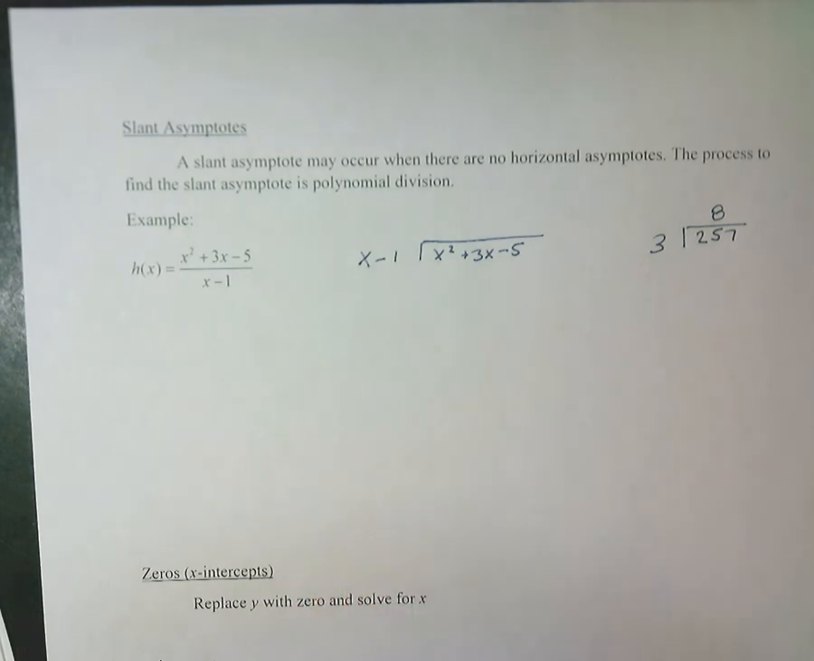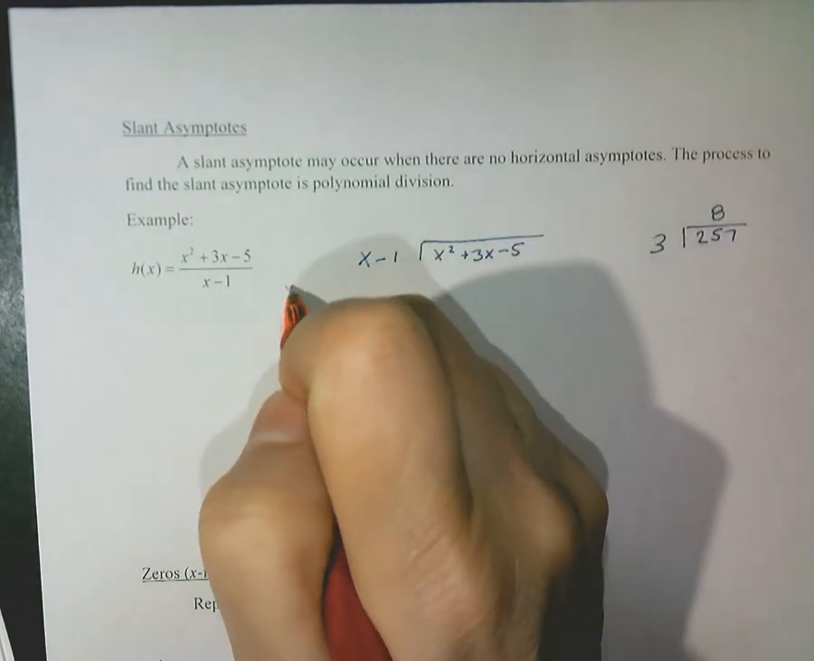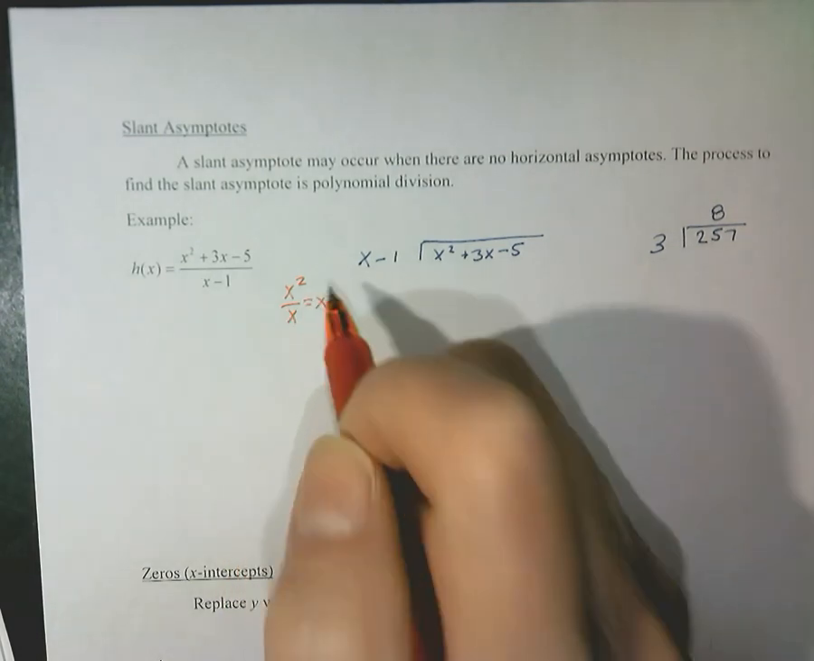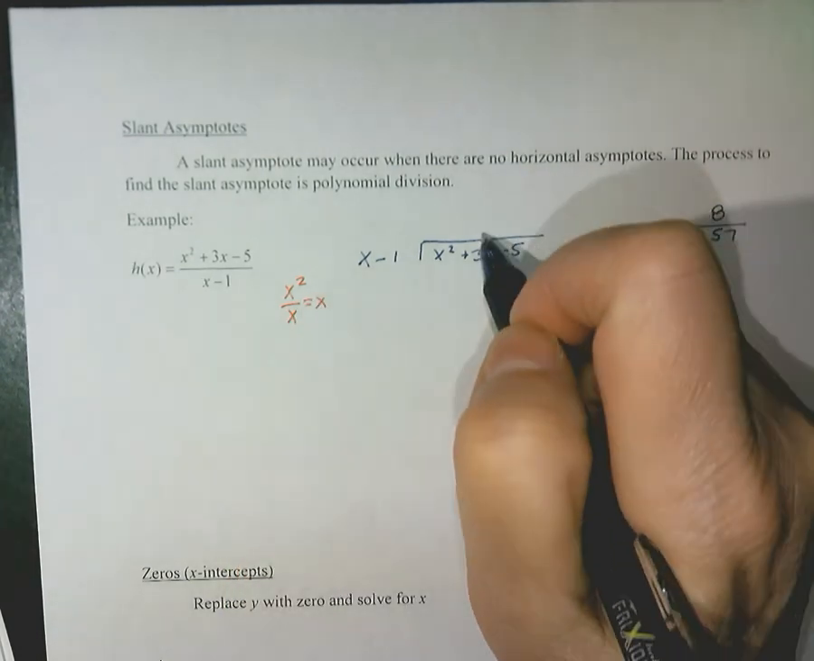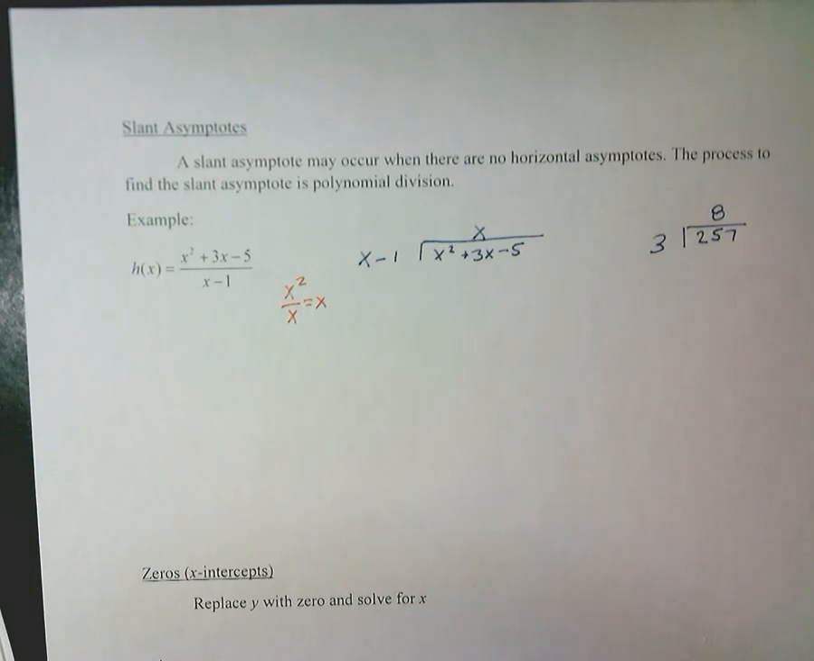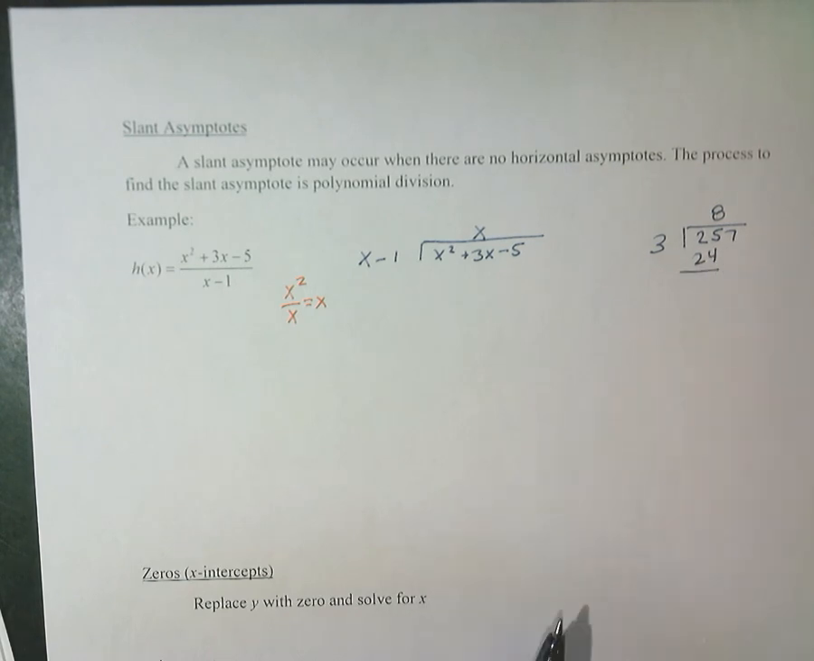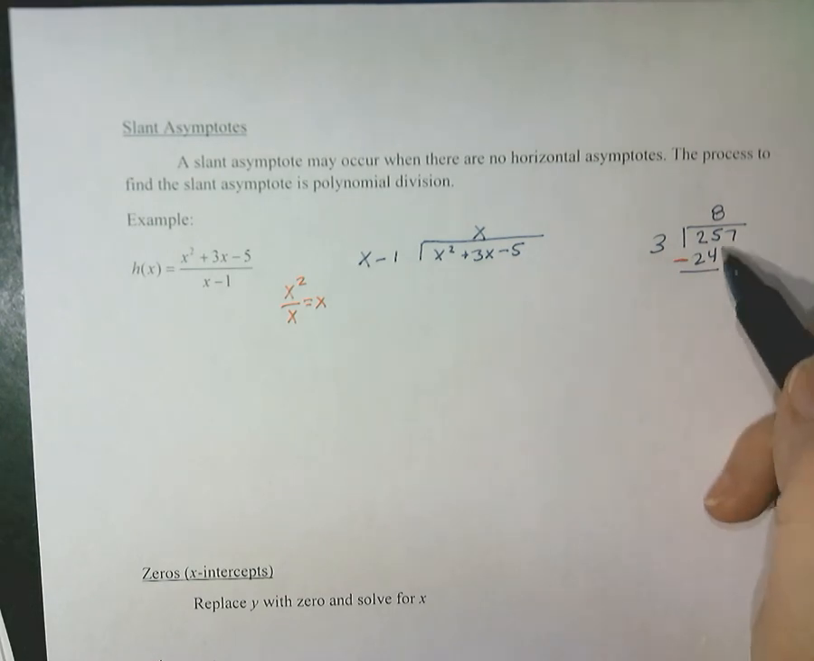The way I think of this is x squared divided by x. And that's just going to equal x. So that's what's going to go up here. If I look at the number, my next step is to multiply. 8 multiplied by 3 is 24. And then I subtract these two. And when I subtract them, I get a 1.